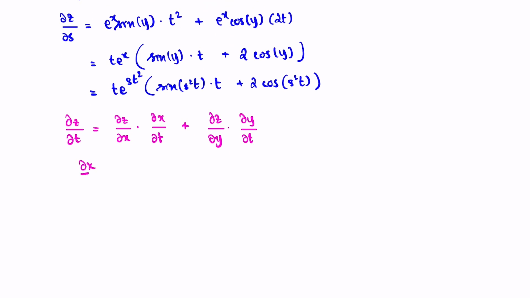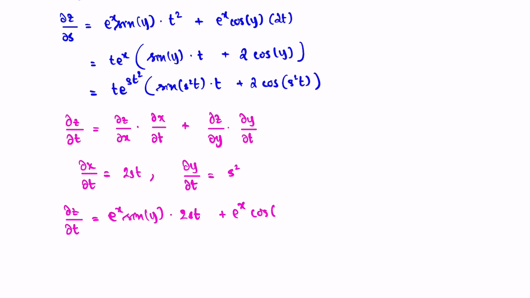So you do partial x partial t, and that is equal to 2st, and partial y partial t is going to be s squared. Then partial z partial t is equal to e to the x times sine of y times 2st plus e to the x times cosine of y times s squared.